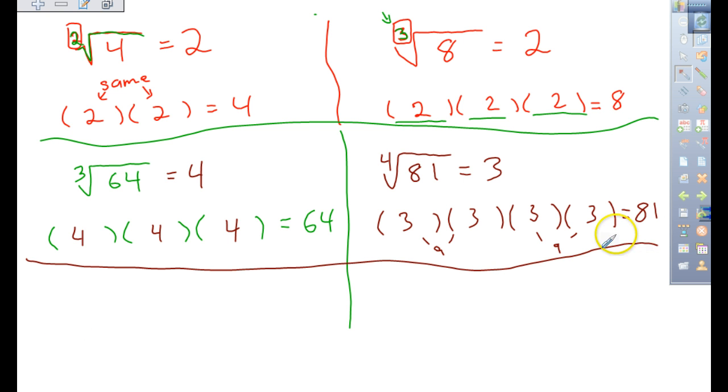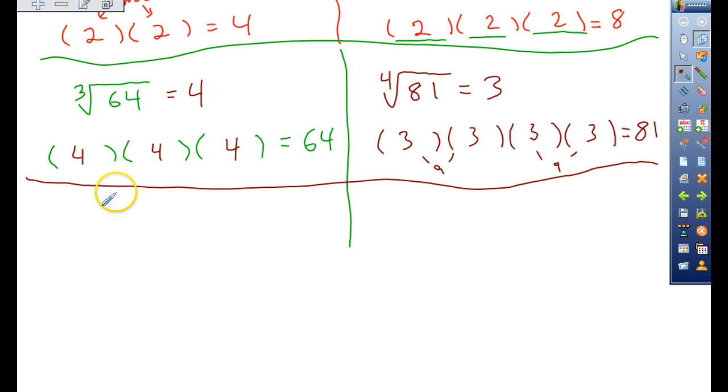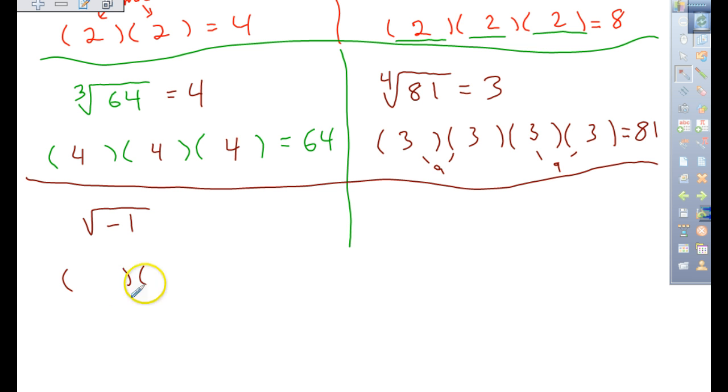Okay, I think we're getting it. Okay, one more piece of this. Square root of -1. So what times itself equals -1? And you come up with, yeah, -1 times -1, well, that equals +1, so that doesn't work. They have to be the same number, right? So conclusion? Yeah, no real solution.